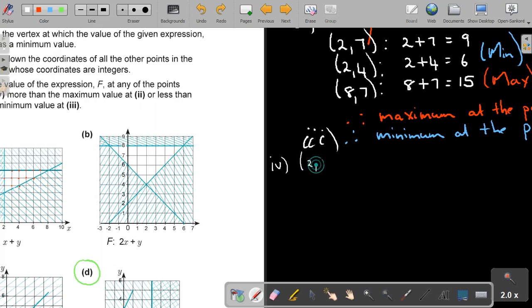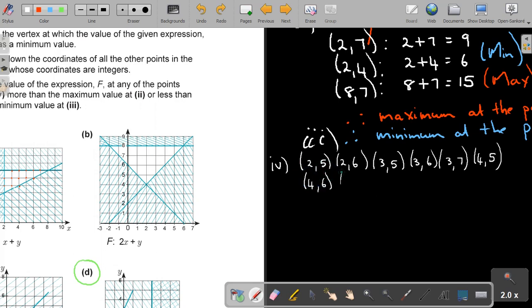It's 2 and 5. It's 2 and 6. It's 3 and 5. It's 3 and 6. It's 3 and 7. It's 4 and 5. It's 4 and 6. It's 4 and 7. It's 5 and 6. It's 5 and 7. It's 6 and 6. It's 6 and 7. And it's 7 and 7. So all that will be the points.